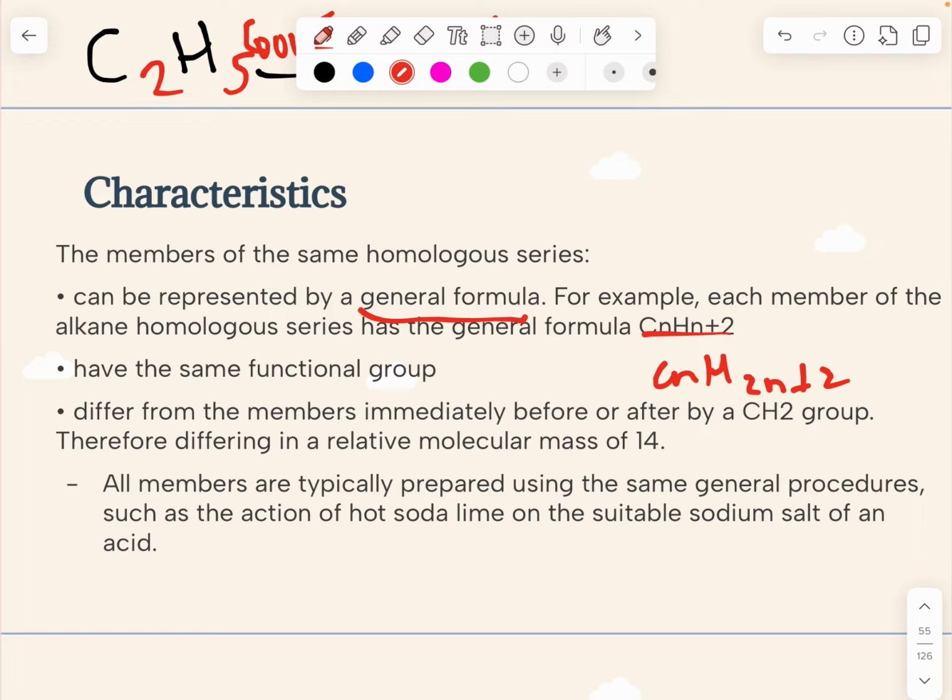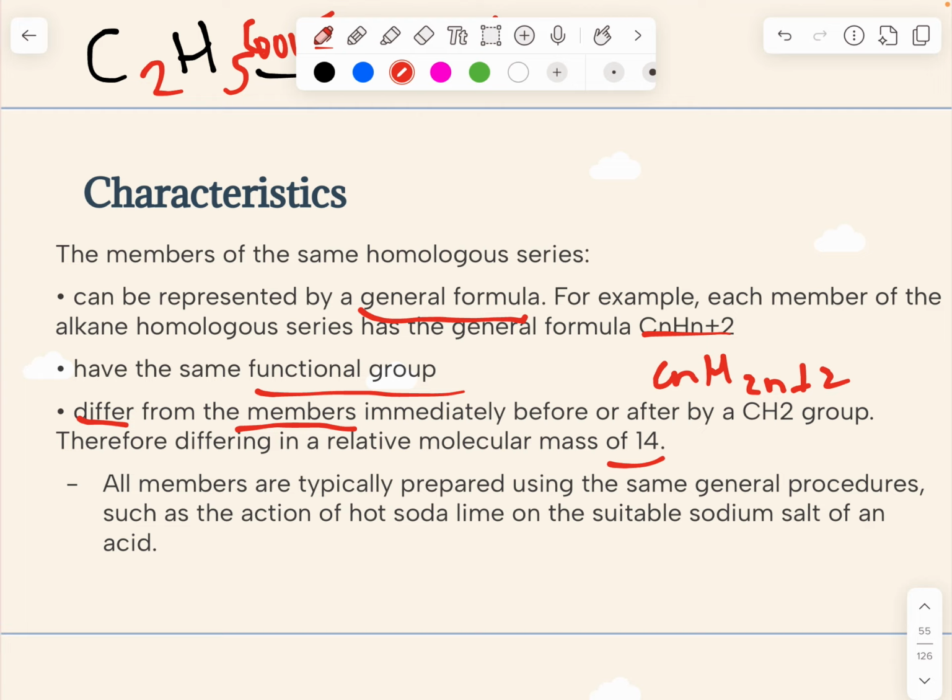Now, the other characteristic is that all the members of the same homologous series have the same functional group, referring to the group of atoms that give them the same or similar chemical properties. They react similarly, right? Another thing is that they differ from the members immediately before or after by a CH2 group, therefore differing in relative molecular mass by 14 g/mol. Right, so each member differs by 14 g/mol. Remember, member means number of carbon atoms.